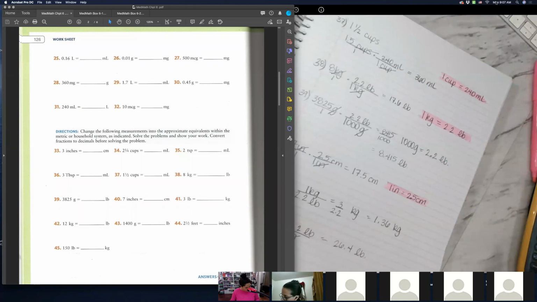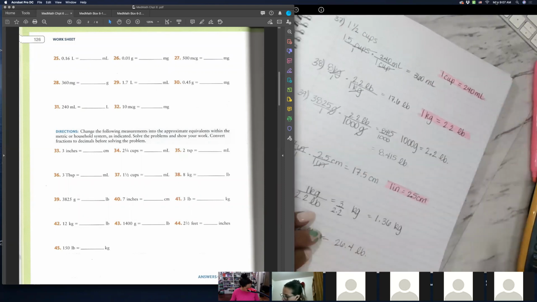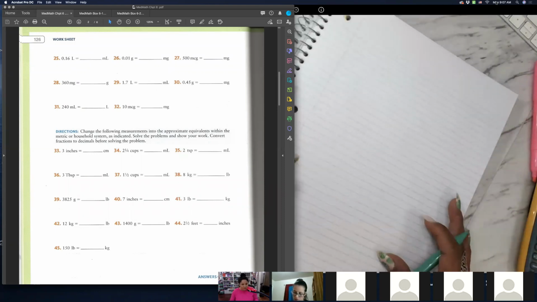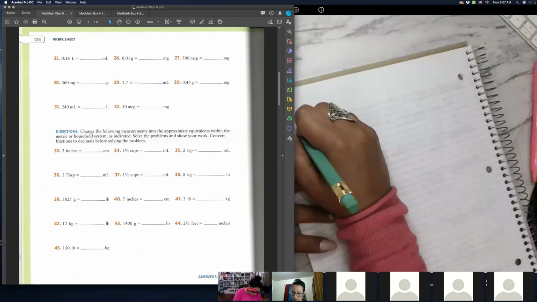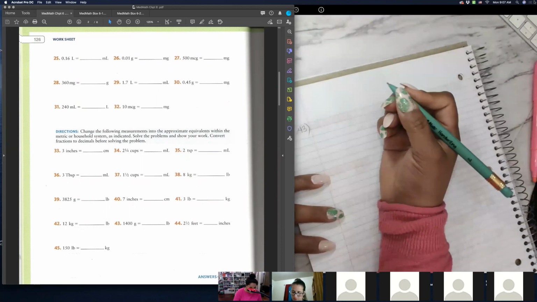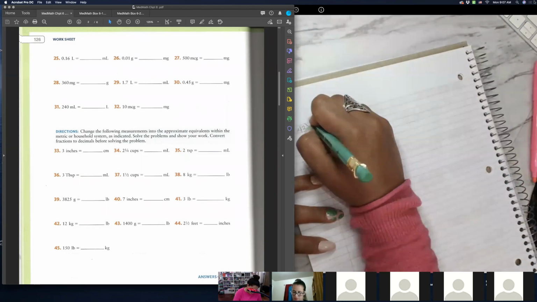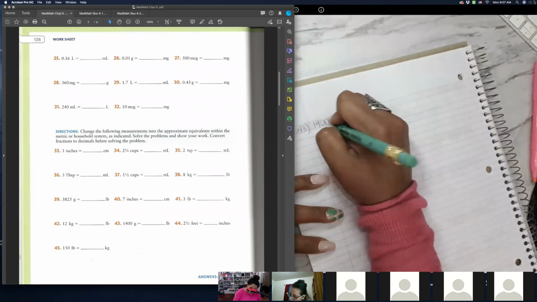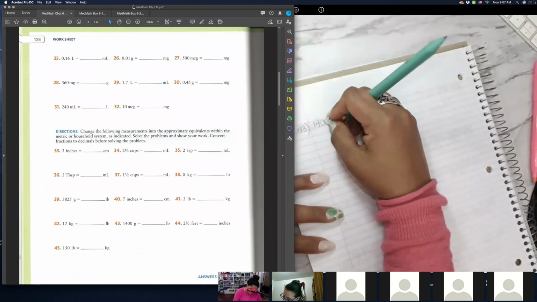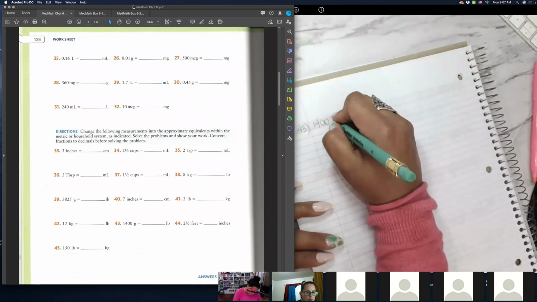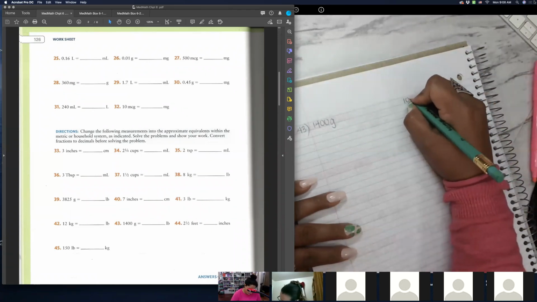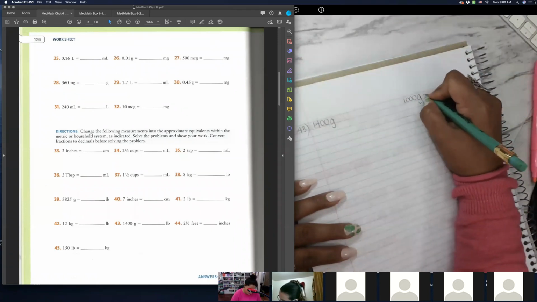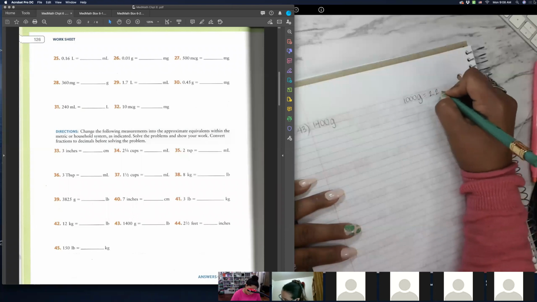Alrighty, guys. What are we at? 43. Okay, 43 is 1,400 grams to pounds. And again, that's going to be 1,000 grams are equal to 2.2 pounds.